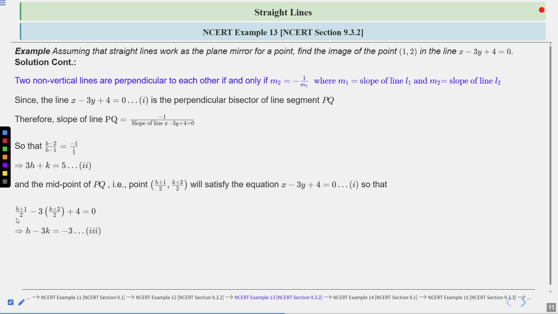So now after simplifying, we will get this equation: h minus 3k equal to minus 3. Okay, and naming this equation number 3. And now solve equations 2 and 3. Then we get the values of h and k. Easily you can solve equations 2 and 3 by using the elimination method or substitution method. Okay, so we get h equal to 6/5 and k equal to 7/5.